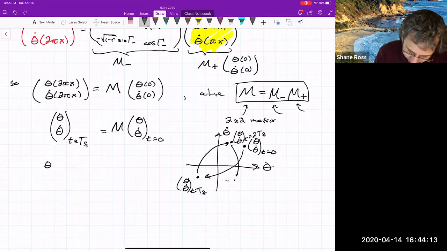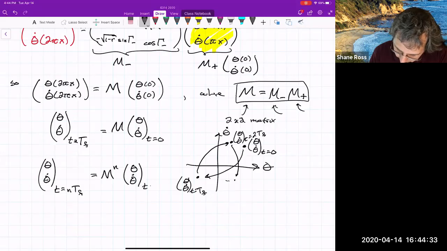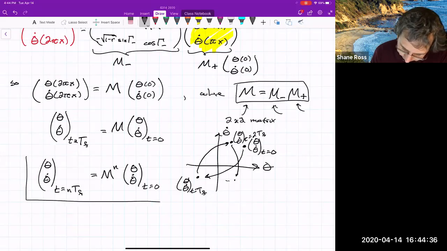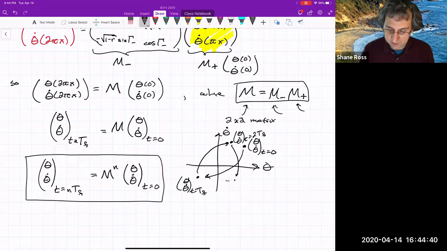So we could even write it this way. Theta, theta dot after n forcing periods, where n is an integer, is going to equal M raised to the n power times that initial condition. So that's a really convenient way to write things.